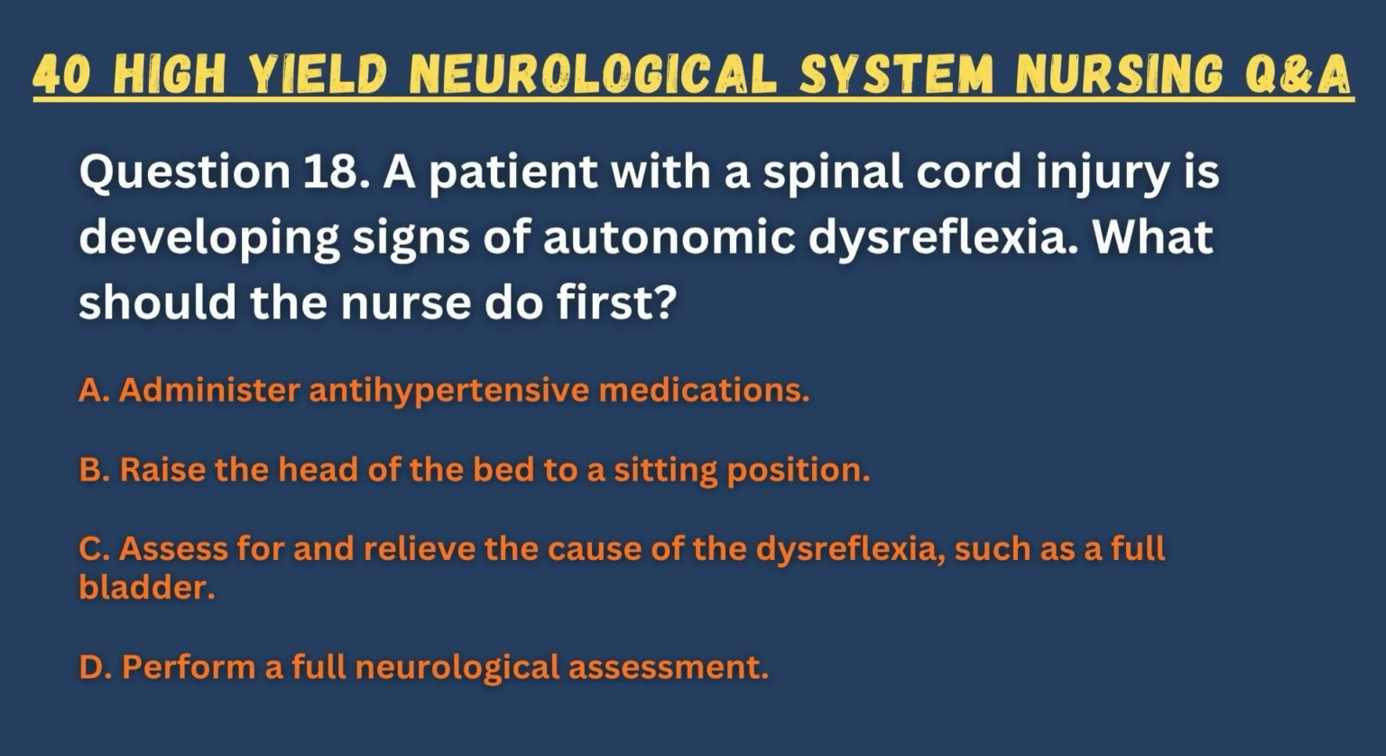Question 18. A patient with a spinal cord injury is developing signs of autonomic dysreflexia. What should the nurse do first? A. Administer antihypertensive medications. B. Raise the head of the bed to a sitting position. C. Assess for and relieve the cause of the dysreflexia, such as a full bladder. D. Perform a full neurological assessment.